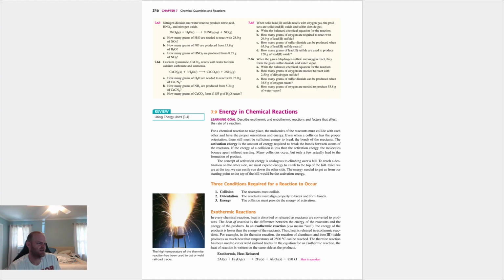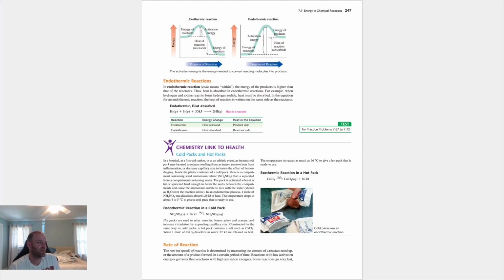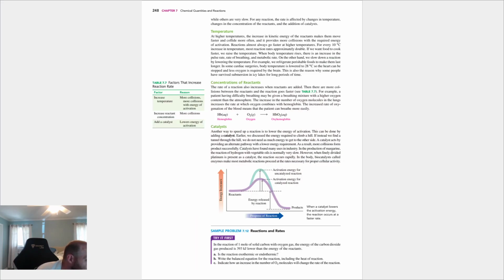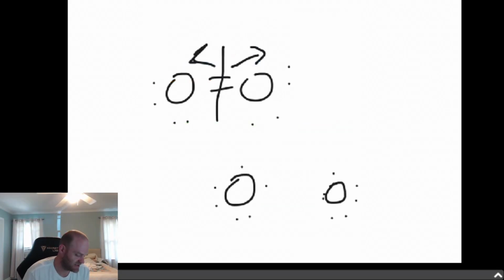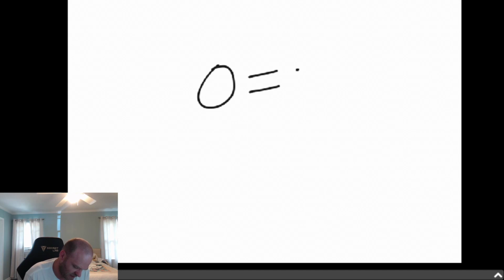Okay, so, exothermic, endothermic, activation energy. I need to touch on this just a little bit. When you're going through a reaction, let me bring this iPad back in. Take this oxygen, for example. The oxygen is double bonded, and it takes energy to split these bonds. This is my Lewis dot structure, if you haven't practiced that yet.